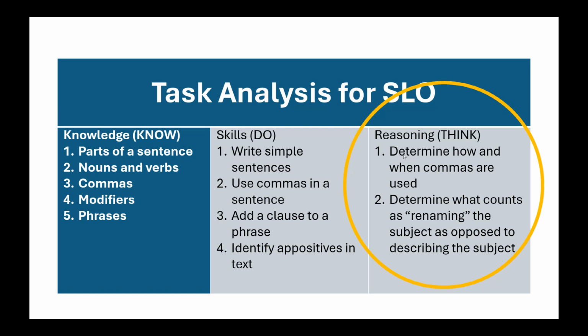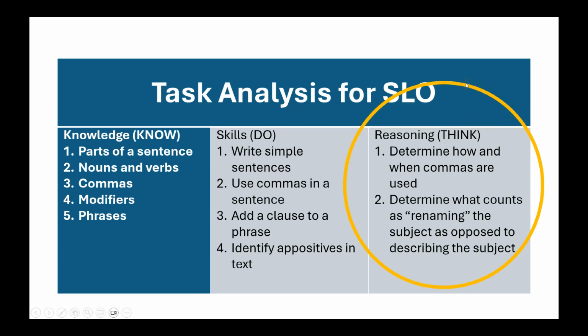Now, in thinking about what you will have to do for this lesson, I have to consider what you already know and what we've already talked about and practiced, which is parts of a sentence, nouns and verbs, and different kinds of phrases. You've also done most of these skills. You've already written simple sentences and added commas to sentences. Today, we're going to identify appositives in sentences and also write them.